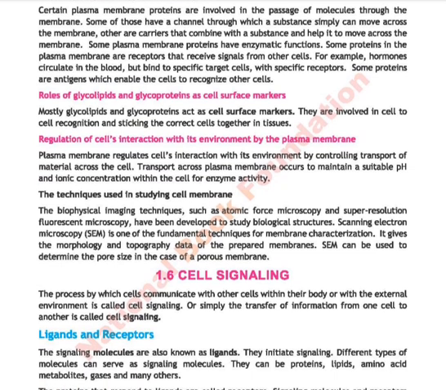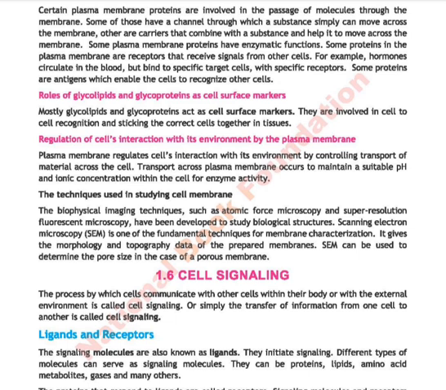Certain plasma membrane proteins are involved in the passage of molecules through the membrane. Some of those have a channel through which a substance simply can move across the membrane. Others are carriers that combine with a substance and help it to move across the membrane. Some plasma membrane proteins have enzymatic function.